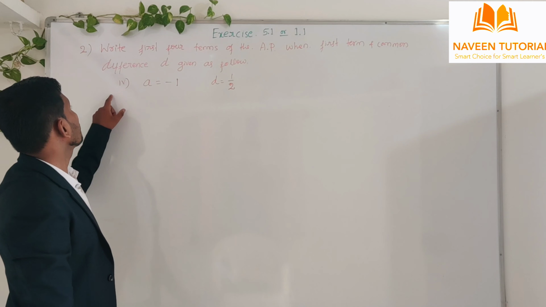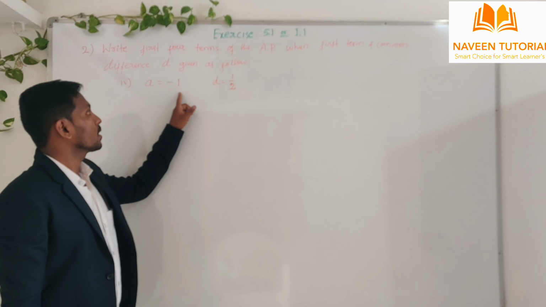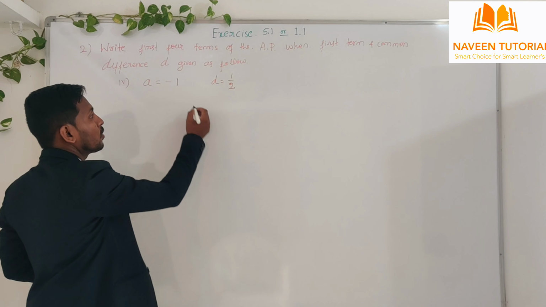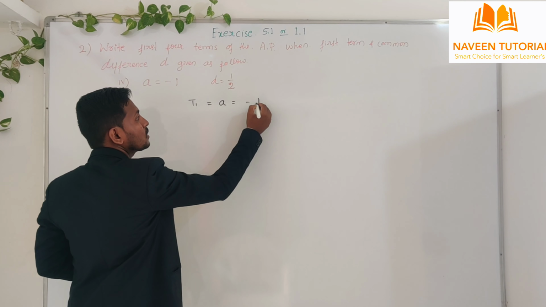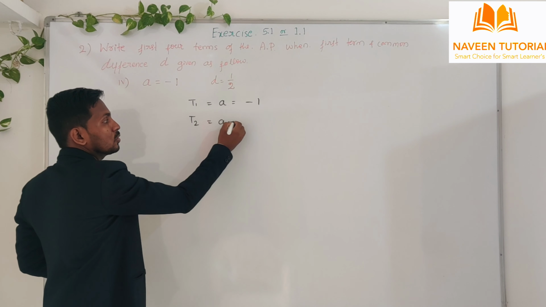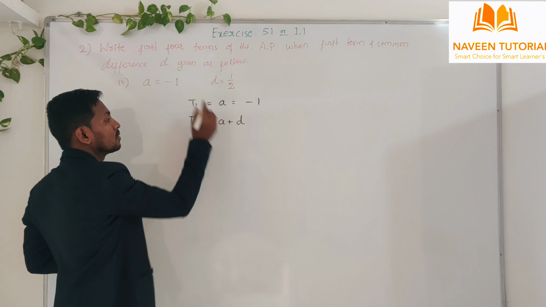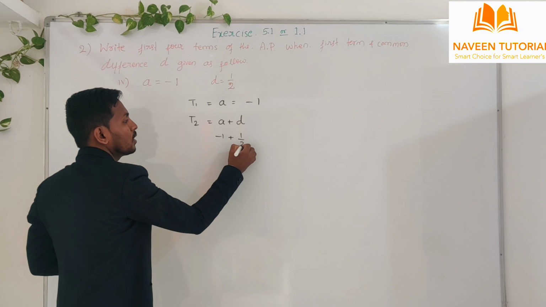Now second main question, sub question 4. Here the first term is minus 1 and the common difference is 1 by 2. So for that we take T1 is equal to A is equal to minus 1. Now T2. T2 is equal to A plus D. So here the A value is minus 1 plus the D value is 1 by 2.